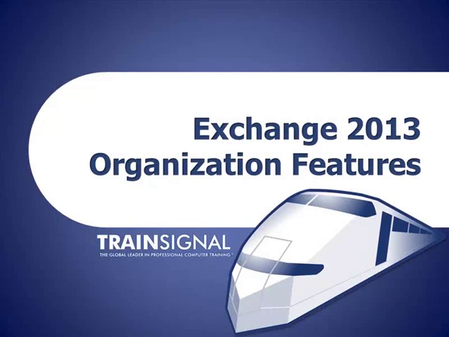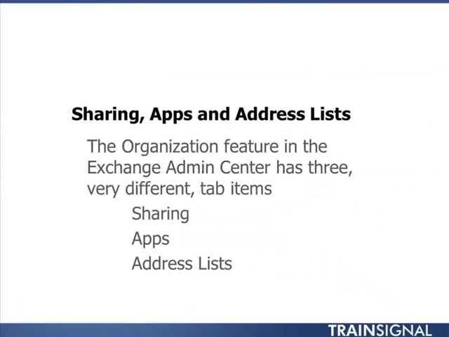You're watching Exchange 2013 Organization Features. Within the Exchange Admin Center is a feature called Organization, and inside that feature there are three very different tab items: Sharing, Apps, and Address Lists. And in this lesson, we're going to discuss these three different items. Okay, so let's get started.